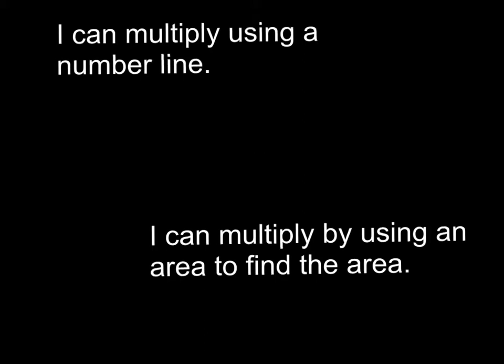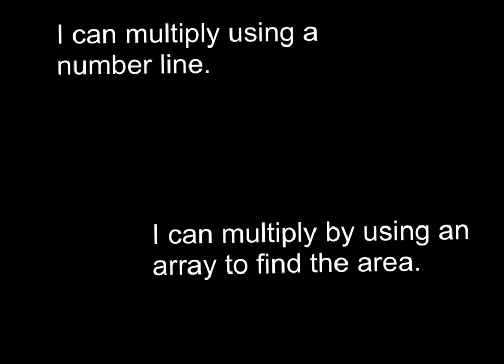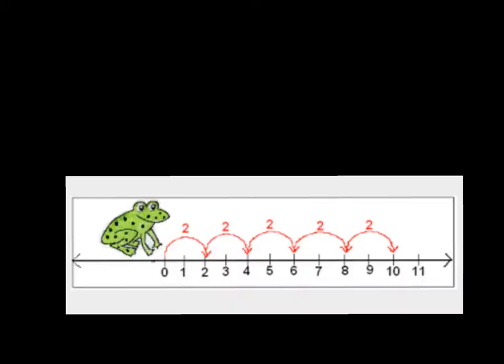Now today we're going to talk about two different multiplication strategies. The first one is number lines, and the second is we're going to look for an array, and the array is going to help us find the area. Sorry, I had to fix my I can statement down there for a second. I had a mistake. So we're looking for the array to help us find the area, and we can use arrays for multiplication too. So let's go ahead and get started with number lines as our first strategy today.